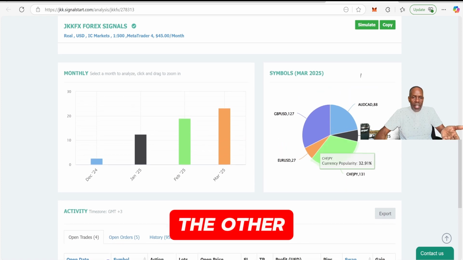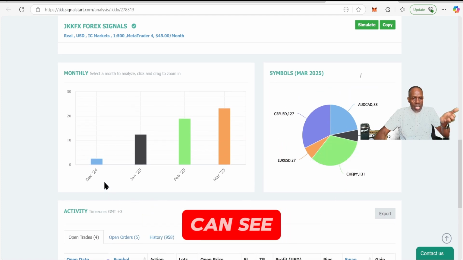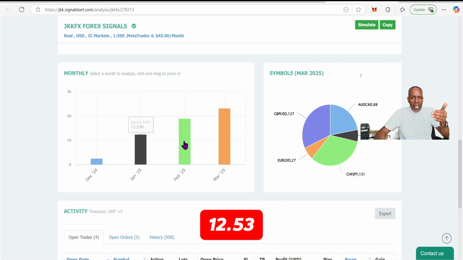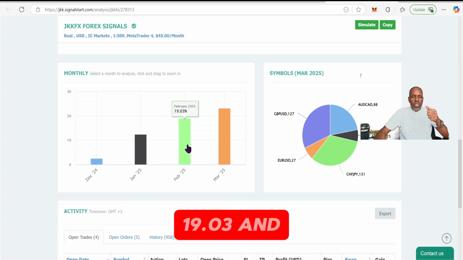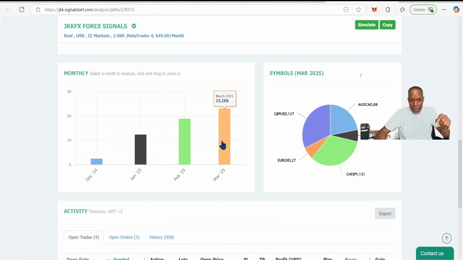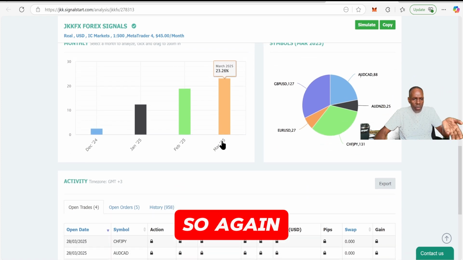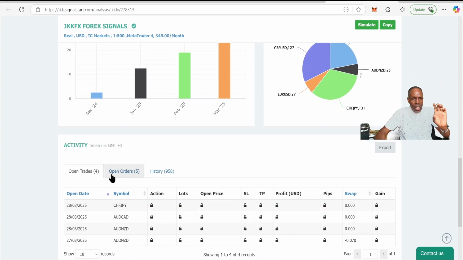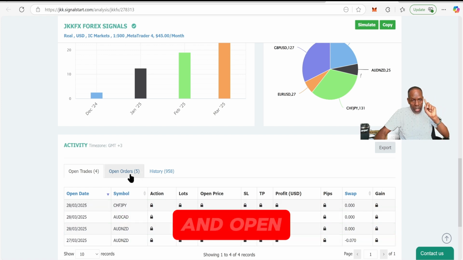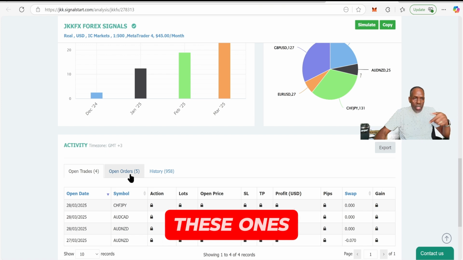Again, these are the other numbers that I was talking about, and you can see in December what we achieved: 2.59, then 12.53, then 19.03, and then now we are at 23.26. One additional day to go before we do that. So again, with the same statistics here, you can see open trades. There are 4 of them currently that are open, and open orders, I think these ones are no longer there.